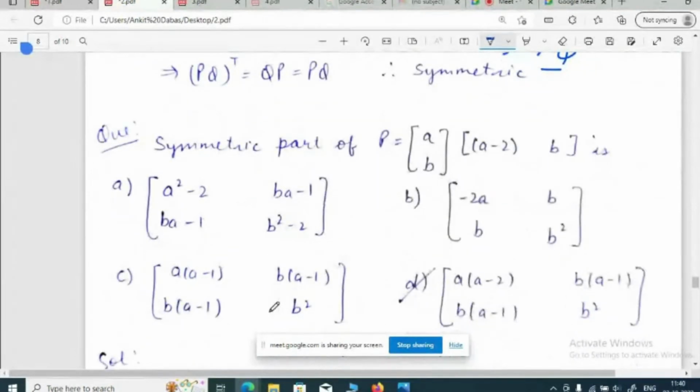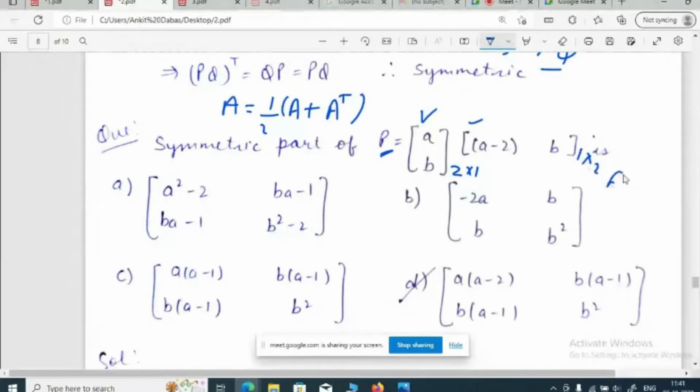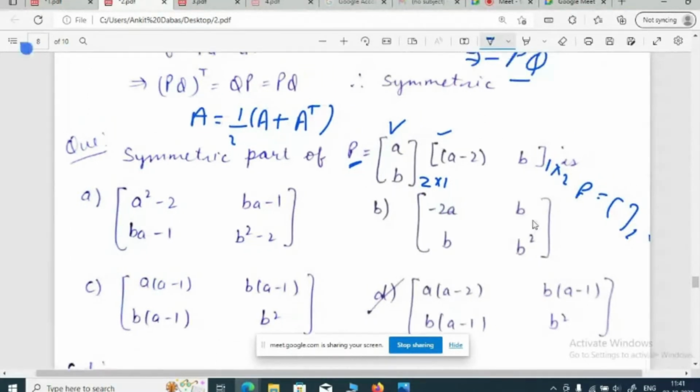Okay. In the next question, we are asked about the symmetric part of the matrix P, which is equal to the product of a column vector and a row vector. If we are asked the symmetric part, we earlier saw that for any matrix A, the symmetric part is equal to 1 by 2 of A plus A transpose. So we will first have to compute the matrix P. This is of order 2 cross 1, and this is of order 1 cross 2. So P will be a matrix of order 2 cross 2, which we can see in the options also. So we will first compute P by multiplying these vectors.